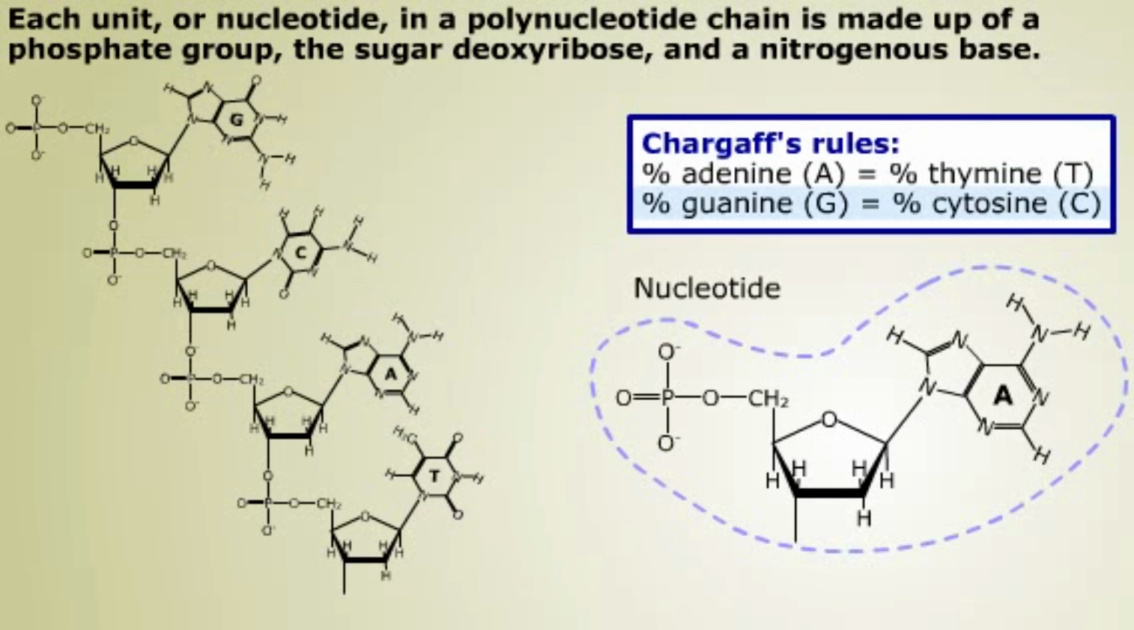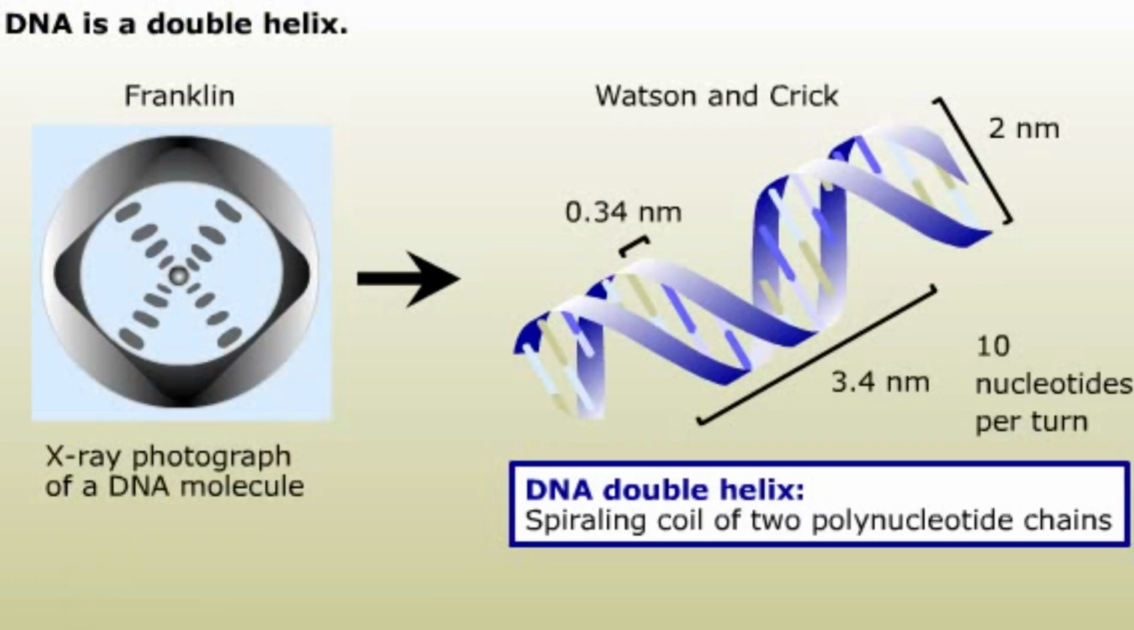There are 4 nitrogenous bases: guanine, cytosine, adenine, and thymine, abbreviated G, C, A, and T. The Austrian biochemist Erwin Chargaff found that the amounts of adenine and thymine found in DNA were always about equal to each other. Determining the three-dimensional structure of a DNA molecule required data from several groups.